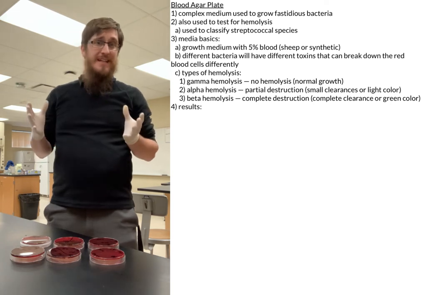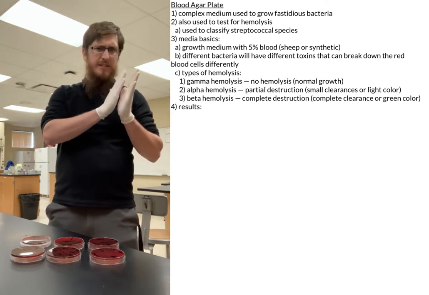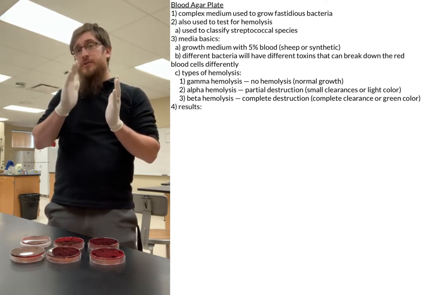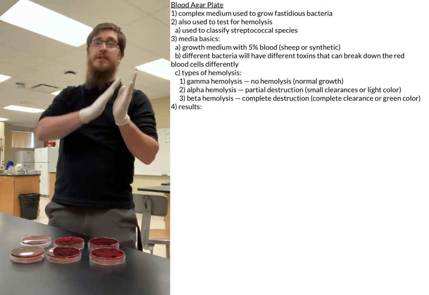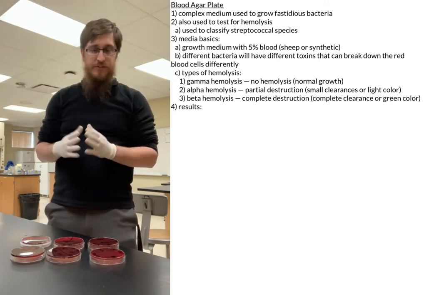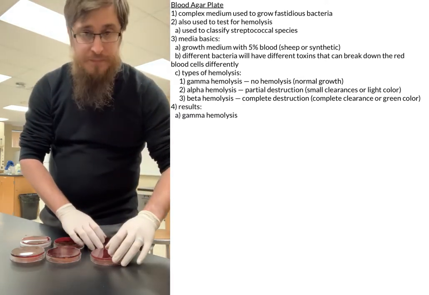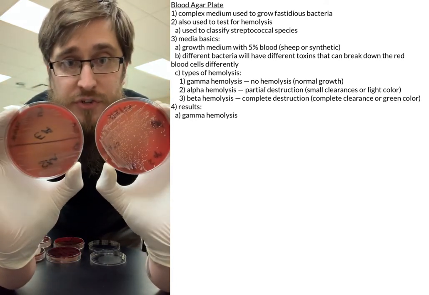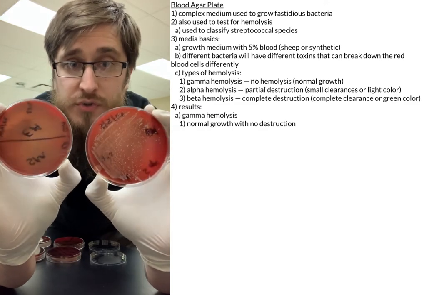So we'll start with the easy one. As we move through these, we're going to talk about the different levels of destruction that we see. Basically, the clearer your plate looks, the more you're moving from a gamma into an alpha into a beta hemolysis. Let's start out looking at what gamma hemolysis actually looks like. Here are two examples. Again, this is just our normal plate with some growth on it, and there's no destruction of the red blood cells.